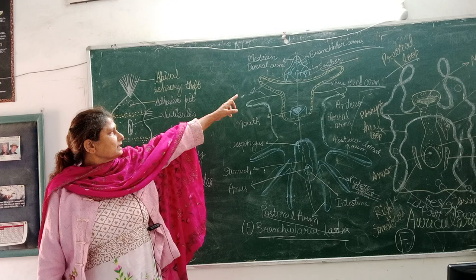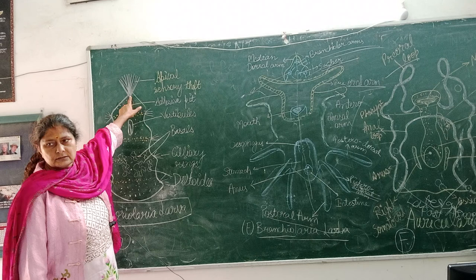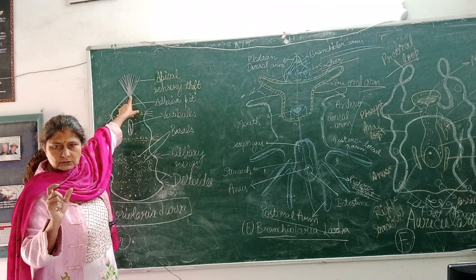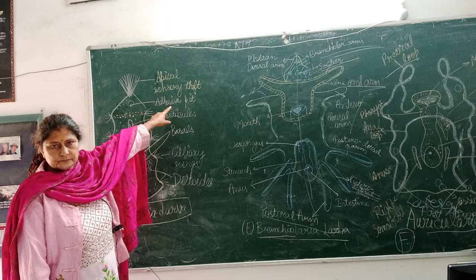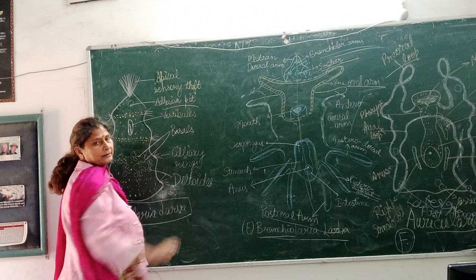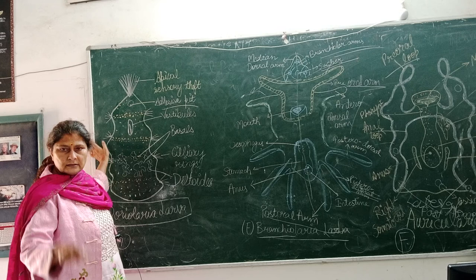Here are present tufts of cilia. Tuft means a group of long cilia, which lead the way forward. These are called the apical sensory tuft. Clear? Then there is also present, just below that, the adhesive pit. What does adhesive mean? It will stick.